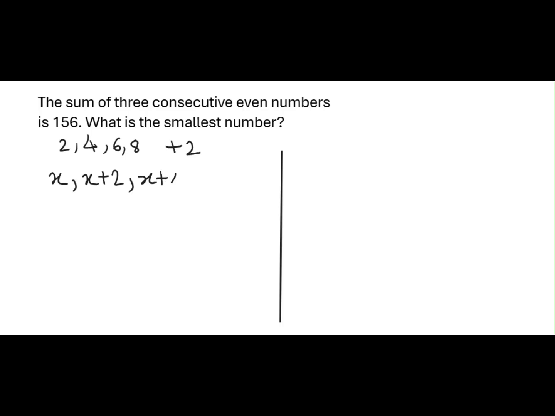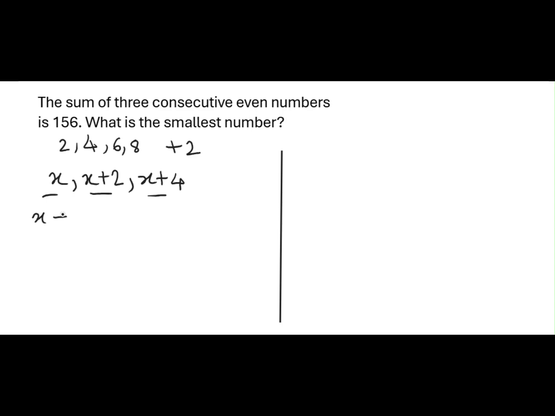X plus 4. So these three will be the unknown numbers, consecutive even numbers. They are even, that is why we are adding plus 2. If they were not even, we would not have added plus 2, we would have taken just plus 1. So these are the three consecutive even numbers and their sum is 156.